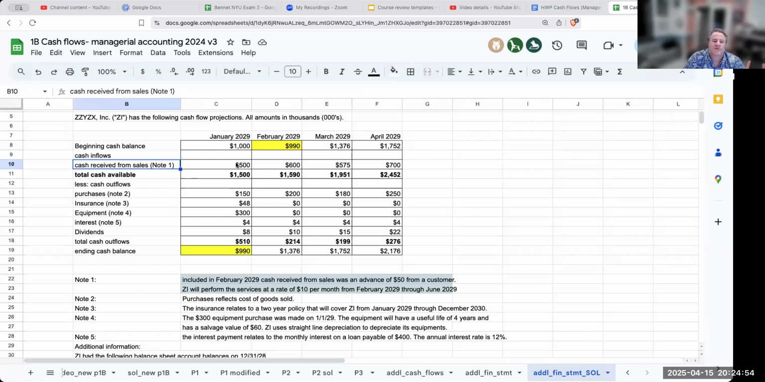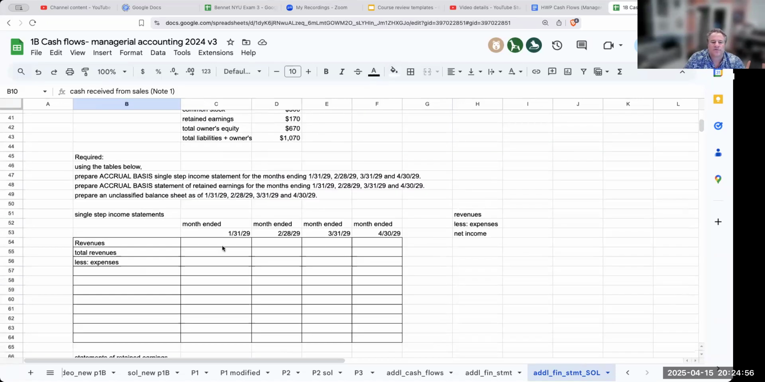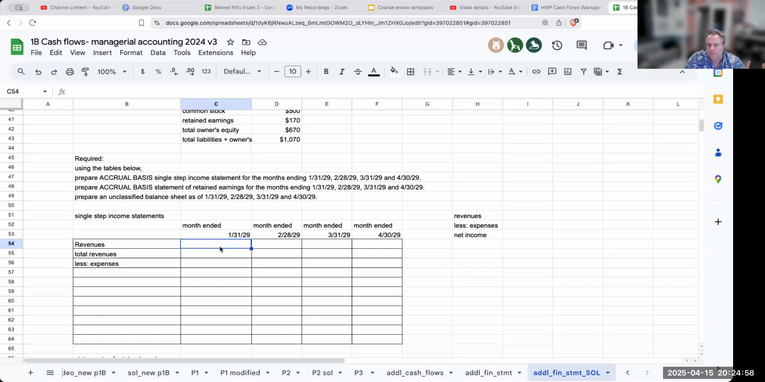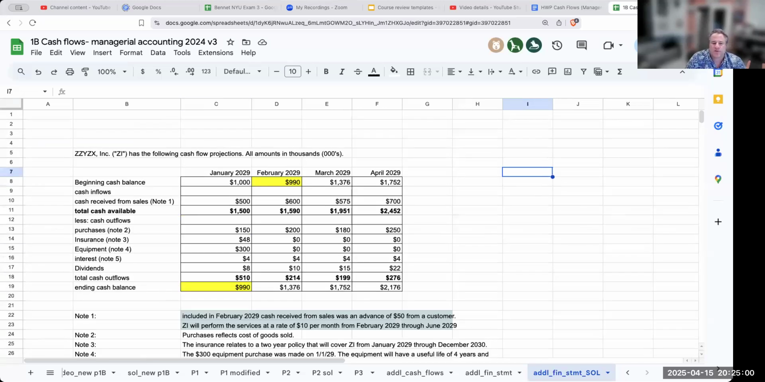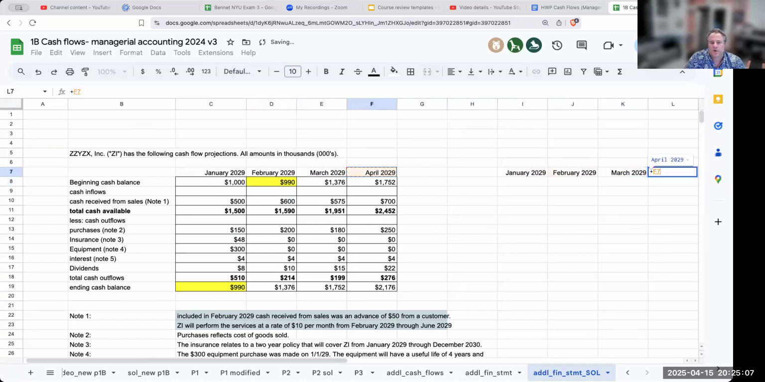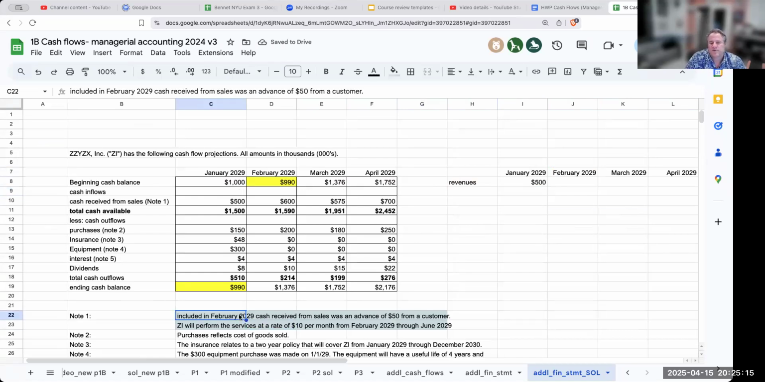So what we're tasked with doing is figuring out what revenues are. And for the month of January, well, we know over here that our January revenues are simply going to be 500. Well, why is it not different? Well, because this 50 received from a customer was an advance in February.